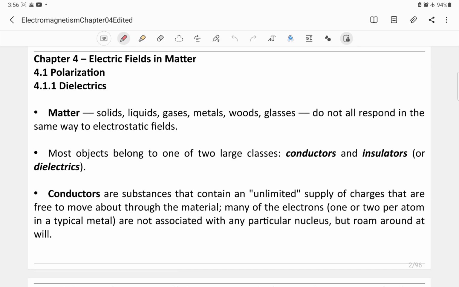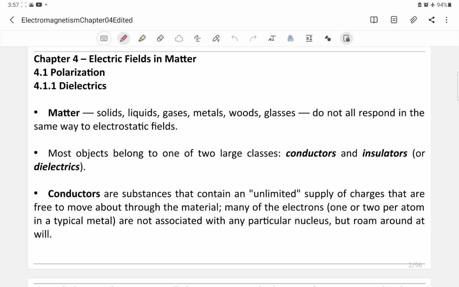So for this chapter, we are first going to be dealing with polarization. This chapter is all about electric fields in matter. There are many kinds of matter. We have solids, liquids, gases, metals, woods, glasses, and each of them responds differently to electric fields.